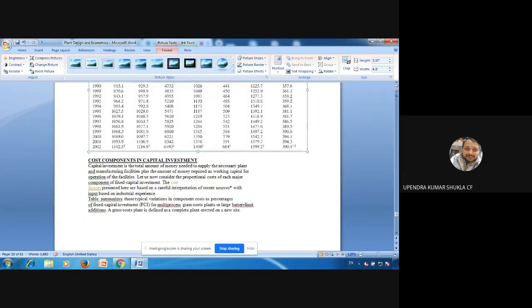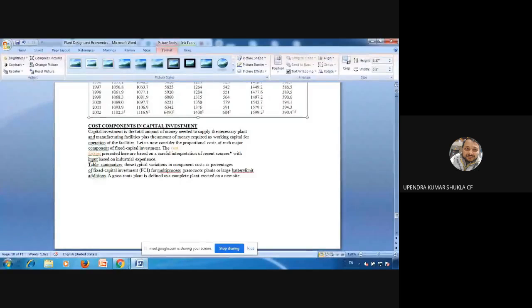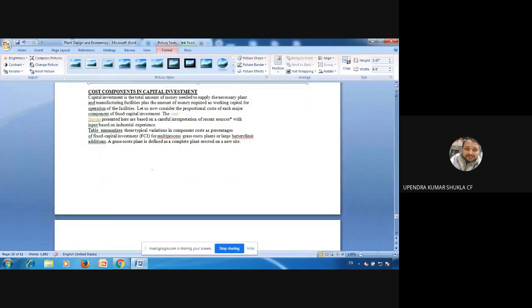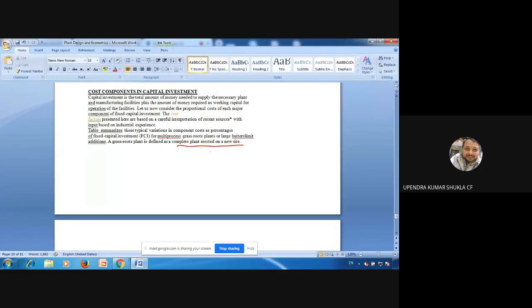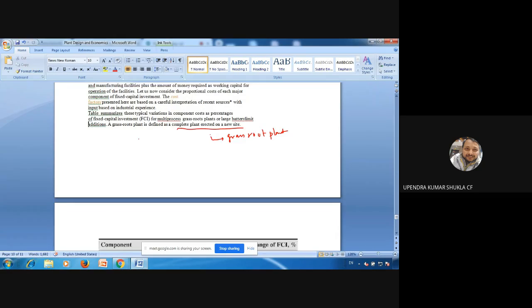Now the next thing that you need to understand is cost components in the capital investment. You need to understand whether you are going to establish a completely new plant, meaning a complete plant erected on a new site, which is called a grassroot plant. Or battery limit, which is nothing but the geographical limit. So you can estimate the fixed capital investment.